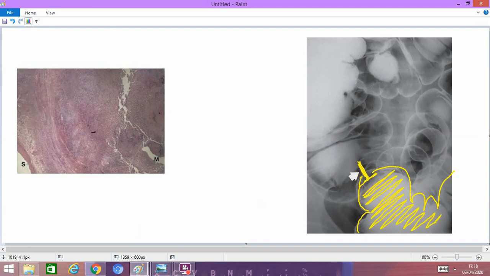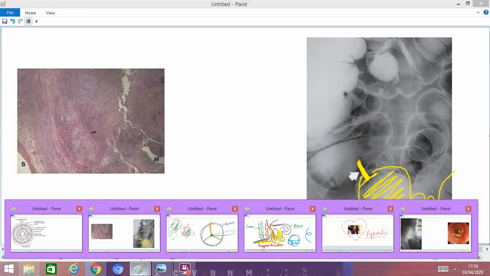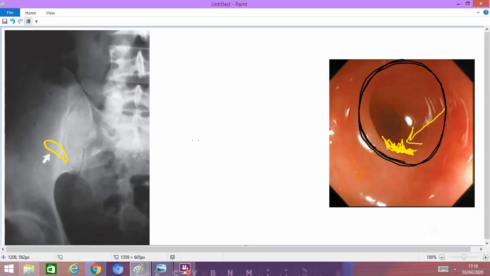in this appendix that is obstructed due to the fecalith. So we see the one factor that we have isolated that causes the lumen obstruction is what? Presence of fecalith. There are other factors too.